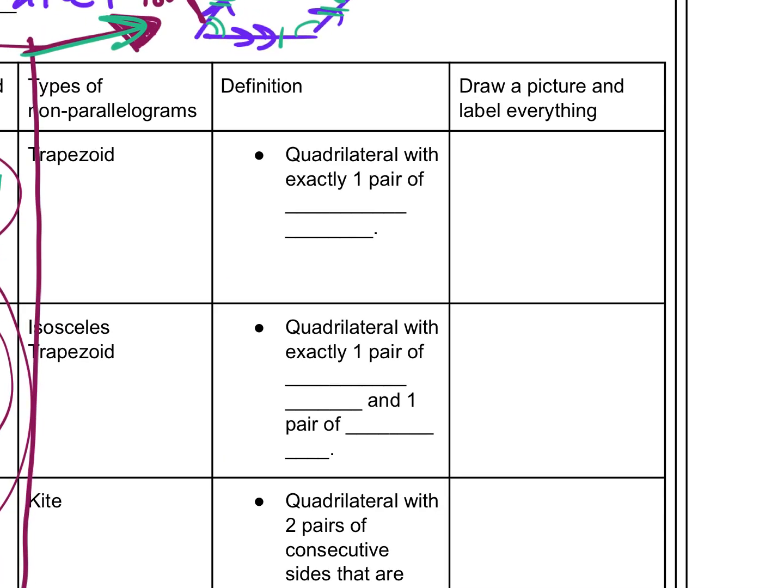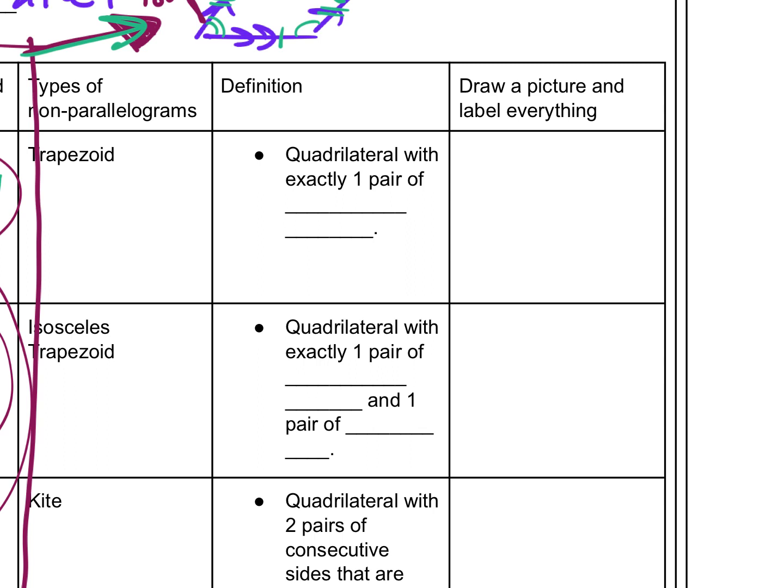What does a trapezoid have? Congruent base angles. That's an isosceles trapezoid. So we're not gonna go there quite yet. It is a quadrilateral. It has 4 sides. Congruent sides? Not congruent sides. One pair of sides is what in a trapezoid?